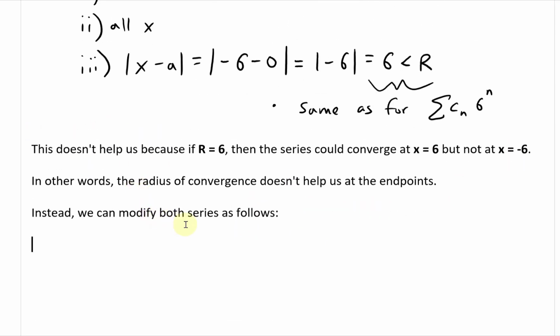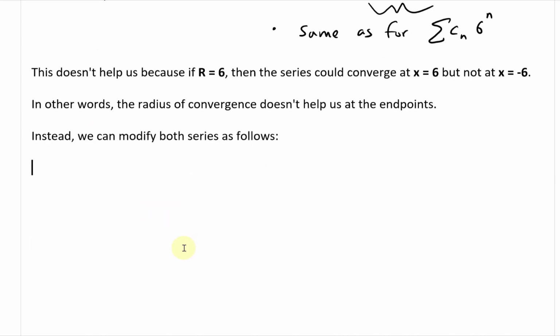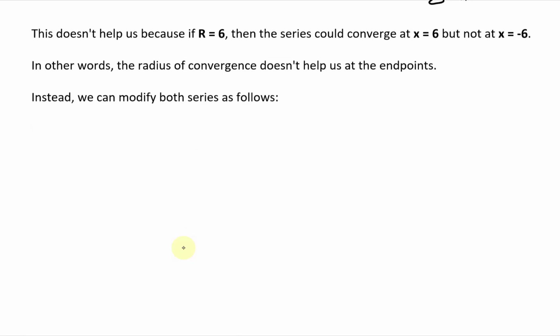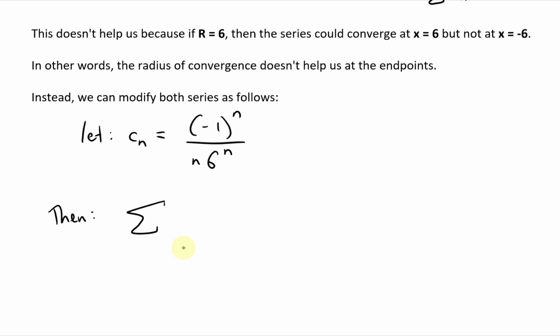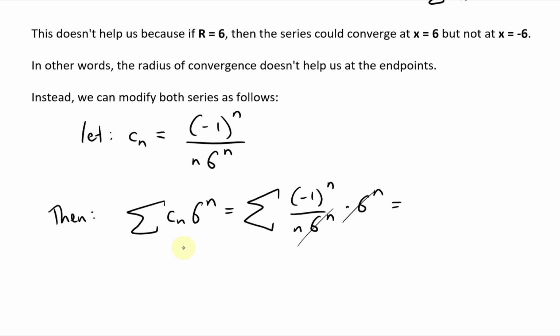Alright, so instead we can modify both series as follows. To do this, we could just pick a value for the constant. Let c_n equal (-1)^n over n times 6^n for the coefficients. Then the summation that we're given converges, c_n times 6^n, and now we replace c_n in there to check if it actually does converge. This is (-1)^n over n 6^n, times 6^n. So this cancels, and all we're left with is the summation of (-1)^n over n.